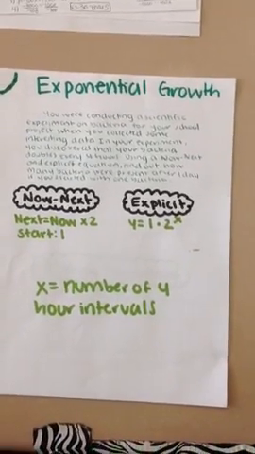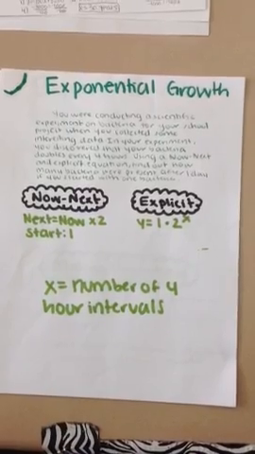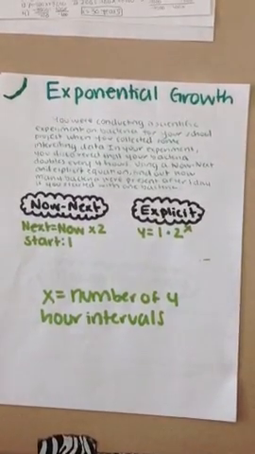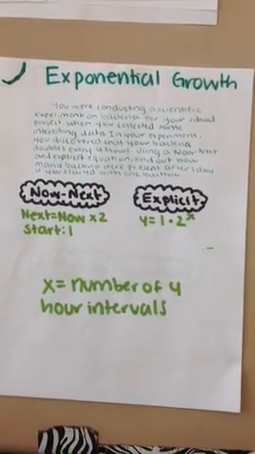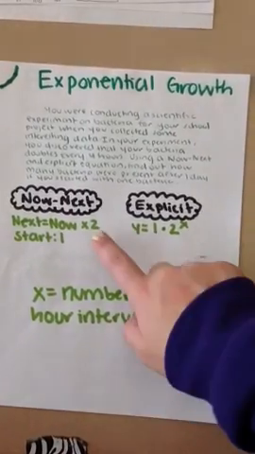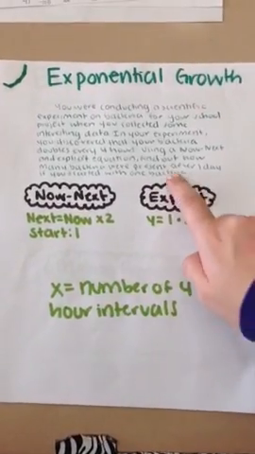For exponential growth, you were conducting a scientific experiment on bacteria for your school project when you collected some interesting data. In your experiment, you discovered that your bacteria doubles every 4 hours. Using a now, next, and explicit equation, find out how many bacteria were present after 1 day if you started with 1 bacteria. The now next would be next equals now times 2 because it's doubling, and the start is 1 because you started with 1 bacteria.